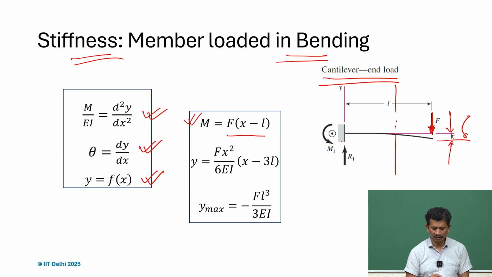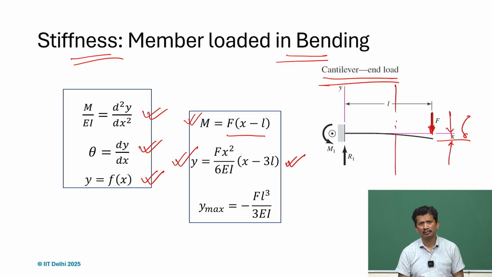And when we put the boundary conditions for this cantilever, we realize that the deflection y can be given by this formulation: F x square over 6 E I, times the bracket x minus 3 L. If you want the deflection at the point of application of the force F, that is the maximum deflection we get. Minus is because it will deflect downwards, because of the coordinate system we have chosen. So, F L cube by 3 E I. That is the deflection at the tip when we apply a point load at the tip.